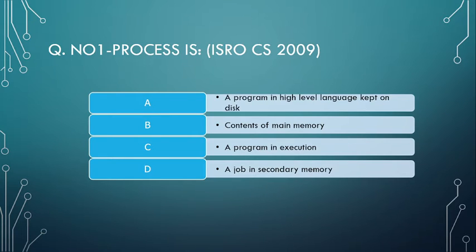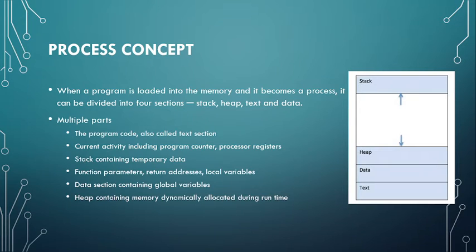So, this is the first question from ISRO CS 2009. A process is: A, a program in high level language kept on disk. B, contents of main memory. C, a program in execution. D, a job in secondary memory. So, just now we have seen the answer for this question is a program in execution, option C. So, let us get into more details here.